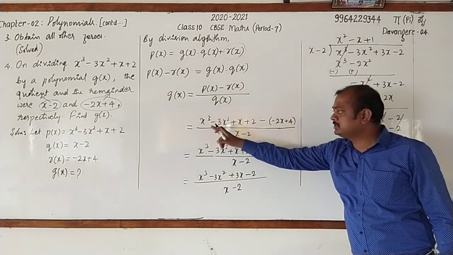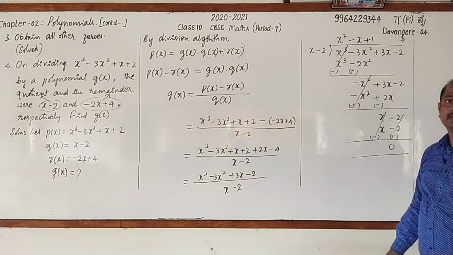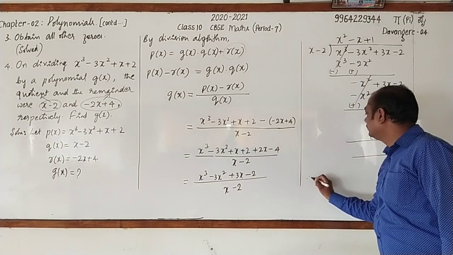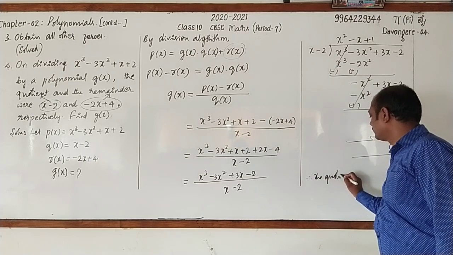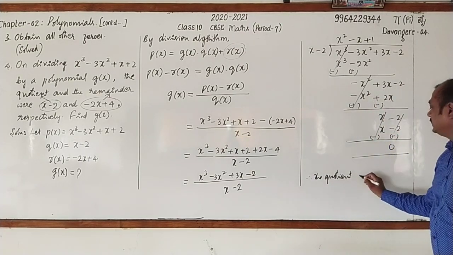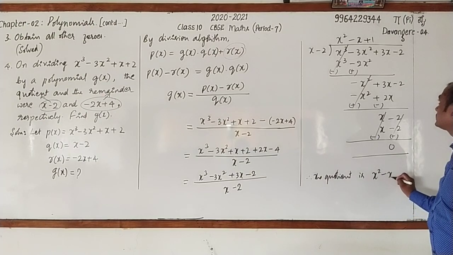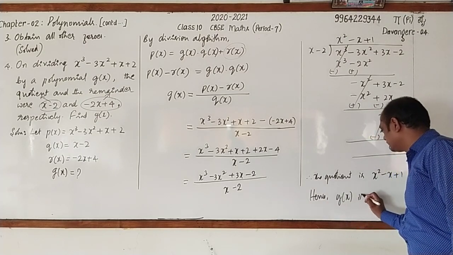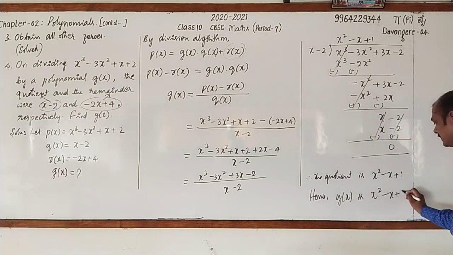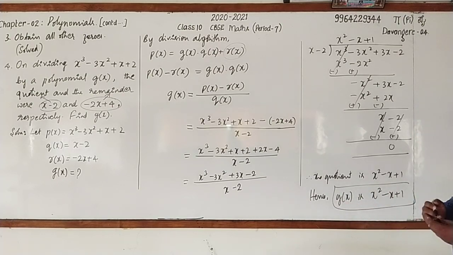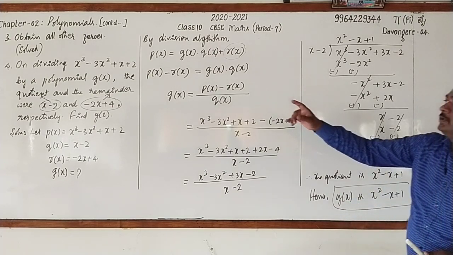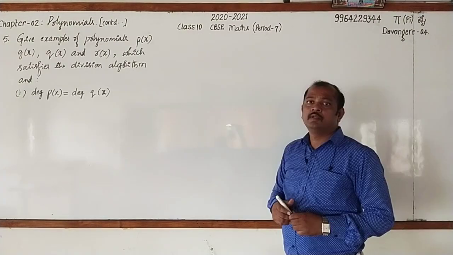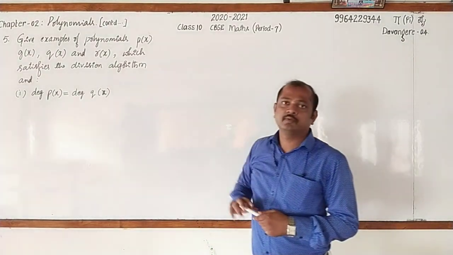So, therefore, g of x is this quotient. Clear? Here I'll write. The quotient is x square minus x plus 1. Hence, g of x is x square minus x plus 1. Hope that you have understood. Yeah, please copy from there, third one up to here. Copy. Dear students, just observe fifth one.